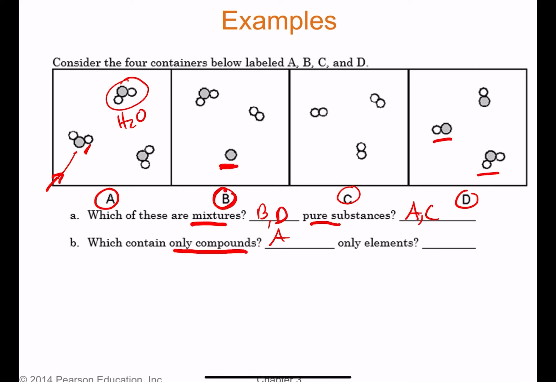This is an atom of something, and this is a diatomic. This is two of the same, so I can't put B under when it doesn't contain only compounds or only elements. It's got a mixture. C looks like it's only elements because all of these little drawings are the same. D, however, I could probably put under only compounds. It's a mixture of compounds, but it does contain only compounds. That's true.